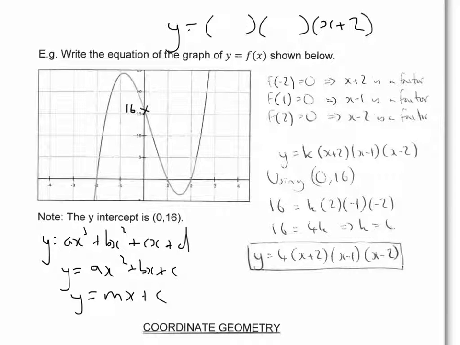If you think about this one here, f of 1 equals 0, you want a bracket that means when you plug in 1, you do get out 0. So I'm going to go for x minus 1. And finally, for this last one here, you want a bracket which, when you plug in 2, gives you 0. So I'm going to go for x minus 2.